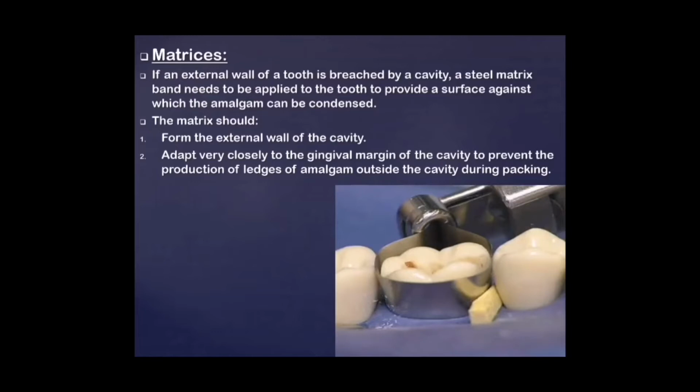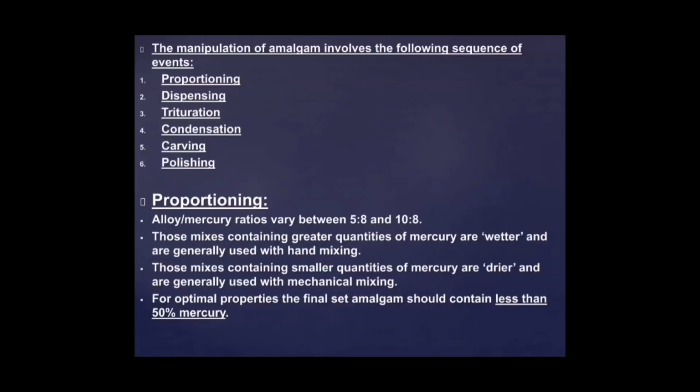Matrix. If an external wall of the tooth is pierced by a cavity, a steel matrix band needs to be applied to the tooth to provide a surface against which the amalgam can be condensed, like in a class 2 cavity, GV Black class 2 proximal caries. The matrix should form the external wall of the cavity and adapt very closely to the gingival margin of the cavity to prevent the production of ledges of amalgam outside the cavity during packing.